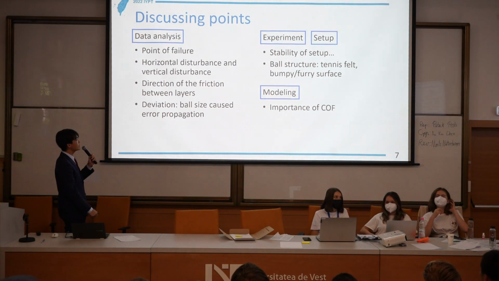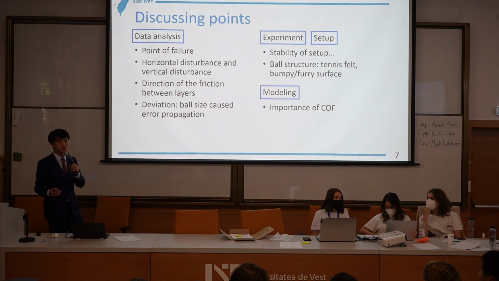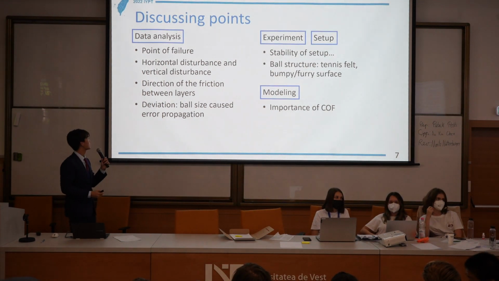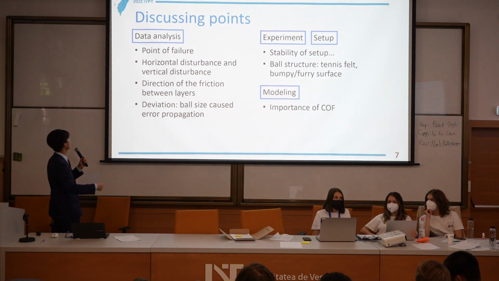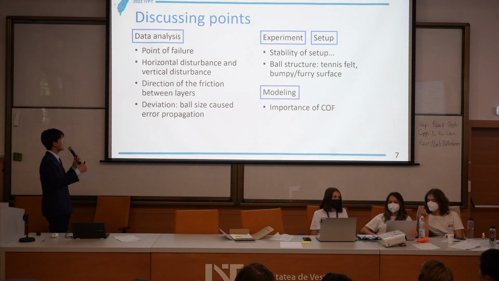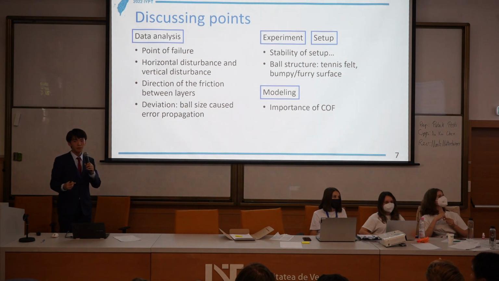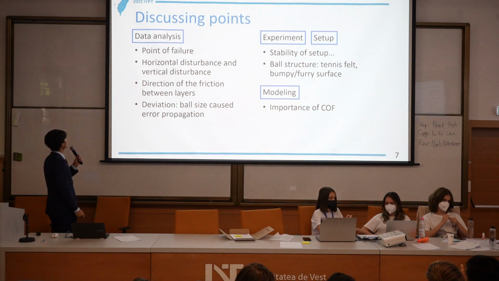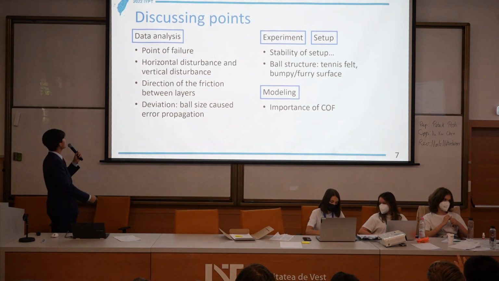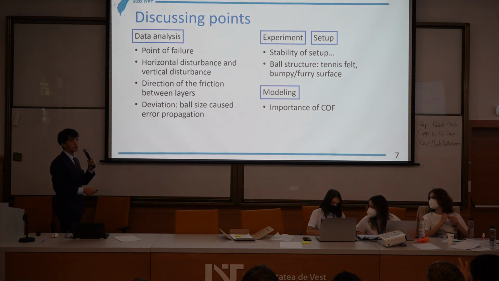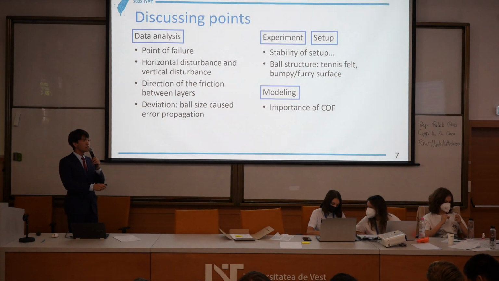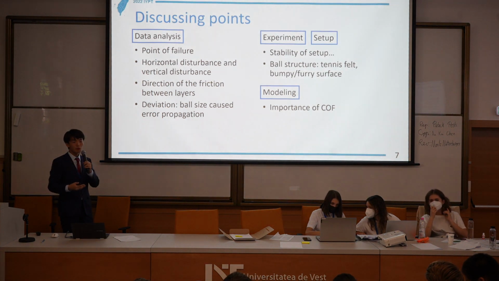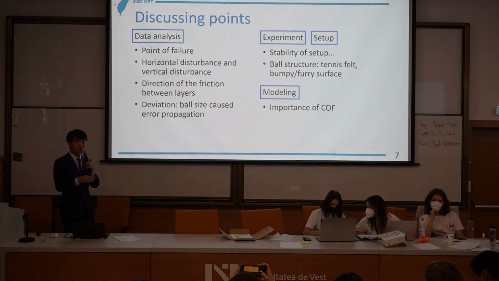Okay, so first discussion point: I want to discuss the point of failure, which is why the tennis ball tower starts to collapse, the point at which it starts to collapse. And I want to discuss the horizontal disturbance and the vertical disturbance, and why the difference is over a magnitude. And then I want to discuss the direction of friction between layers, since in their theoretical model they only calculated the force on the top layer, which I think is relatively easy to do because of the symmetry on the top layer.